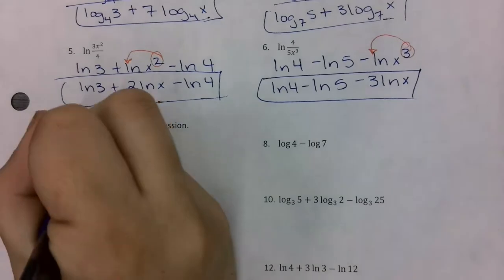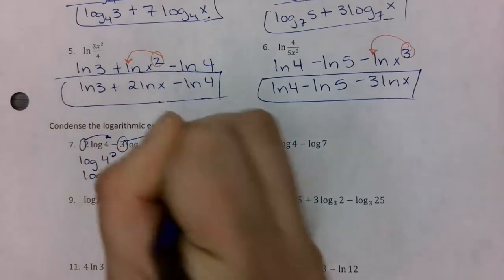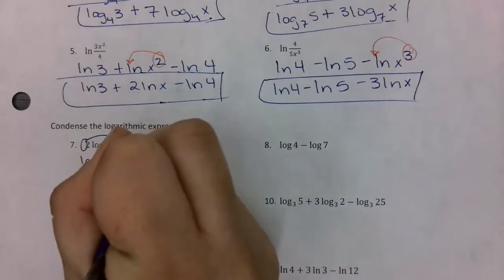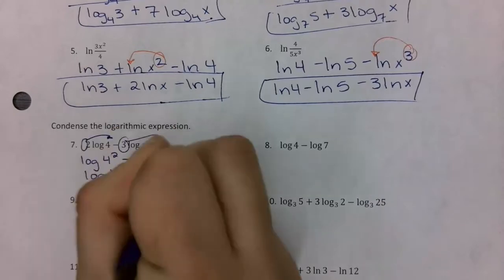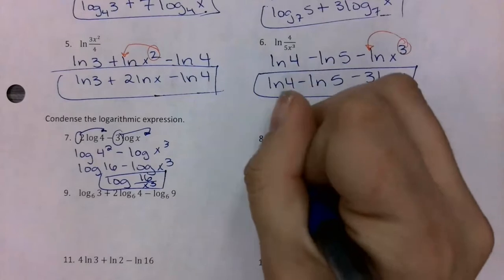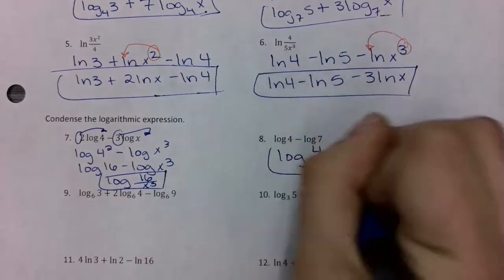Log 4 squared is the same thing as 16. And then minus means I turn it back into a fraction. So it's going to be log 16 over x cubed. Same thing over here. Subtract is division, so I'm going to have 4 over 7, and I can't simplify that fraction.